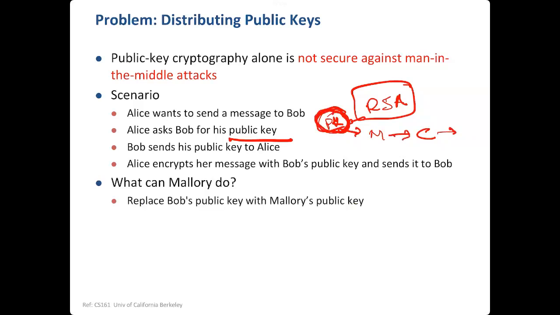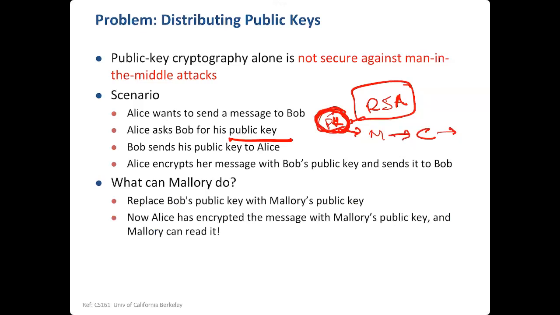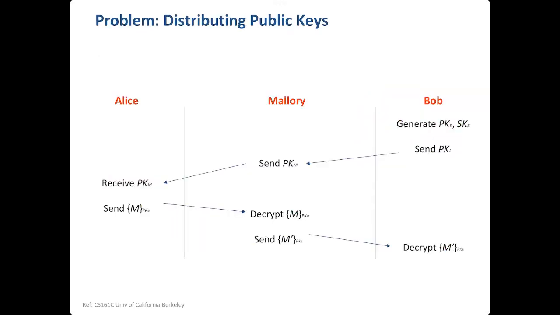Okay, so what may happen is that Mallory in between intercepts the communication of the public key between Bob and Alice. Mallory intercepts a message from Bob where Bob sends his public key, and Mallory instead sends her own public key. Okay, so it's very simple. We have discussed this in the last class also, right?